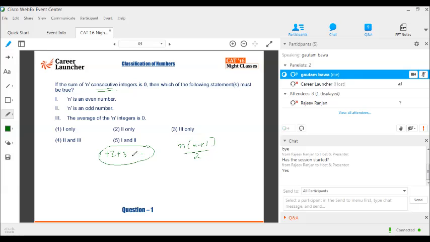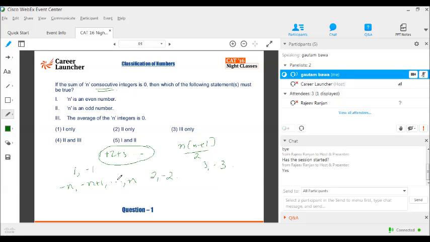For the sum of a certain number of consecutive numbers to be 0, I have to ensure that if I have 1, then I also have minus 1. If I have 2, then I also have minus 2. Why? Because they are consecutive numbers. Similarly, if I have 3, then I also have minus 3. Thus, I can start from minus n, go on to minus n plus 1, and continue till n.